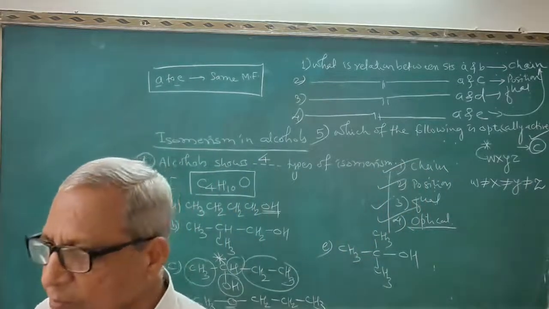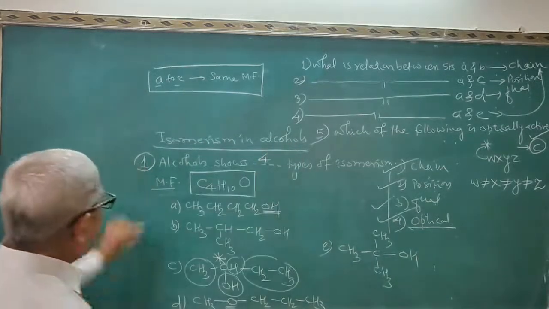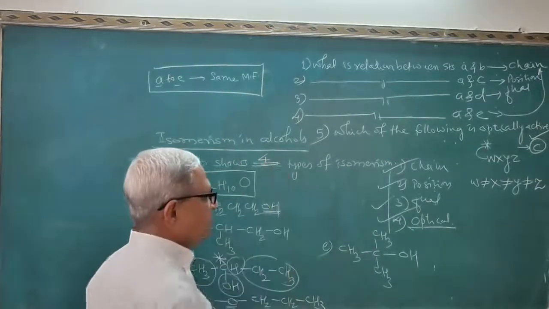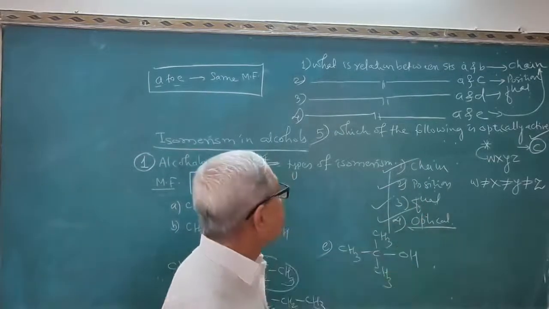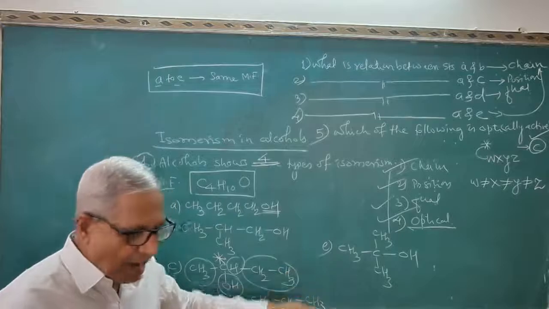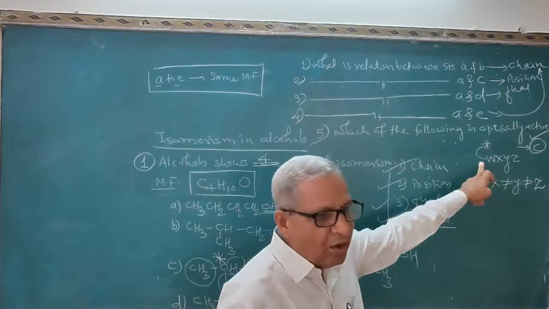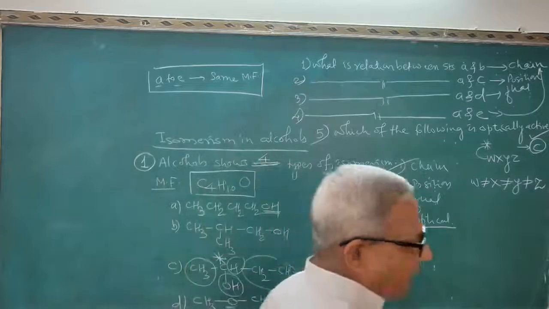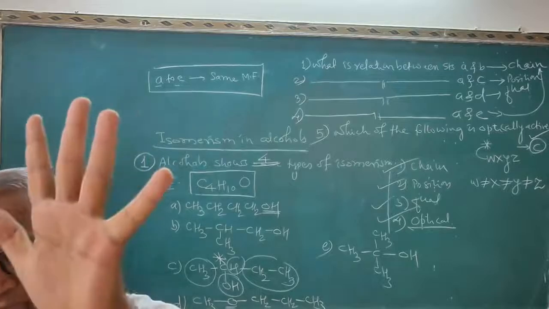So we completed here the point isomerism in alcohols. First question, alcohol shows the dash types of isomerism. Answer is 4 types of isomerism. What are they? Chain, position, functional and optical isomerism. Remember that structures A, B, D and E are not optically active because they do not contain an asymmetric carbon atom or chiral carbon atom. So we completed the 5 points in this topic: introduction, definition, classification, nomenclature and isomerism.